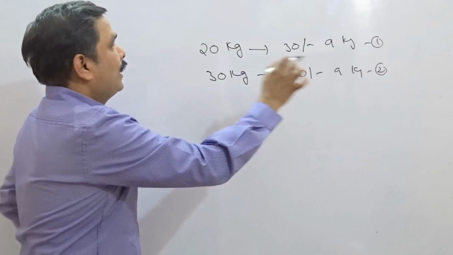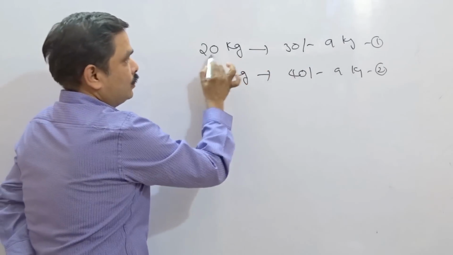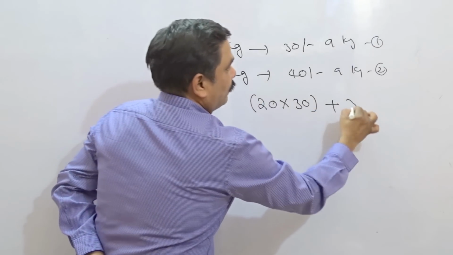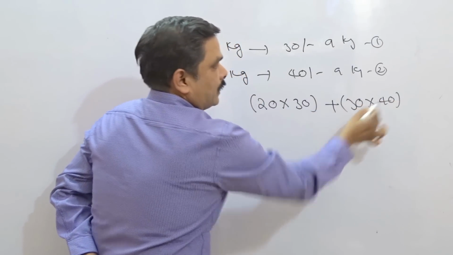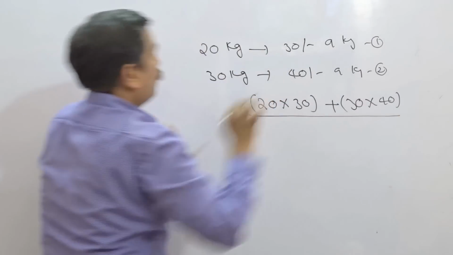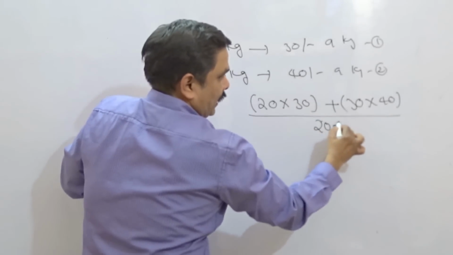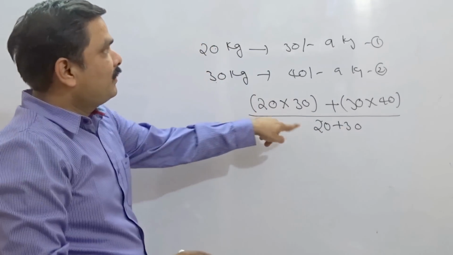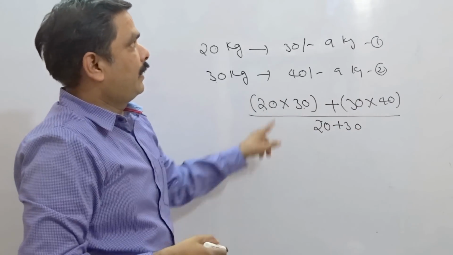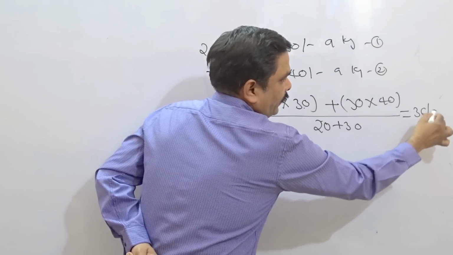For that reason, while finding the average price per kg of the mixture, you need to do it this way. Multiply 20 kgs into 30 rupees, plus 30 kgs into 40 rupees, and you get the total. Then divide by the total quantity, 20 plus 30, which is 50. After simplifying, you get 600 plus 1200, that is 1800, divided by 50. After simplifying this, you get 36 rupees.